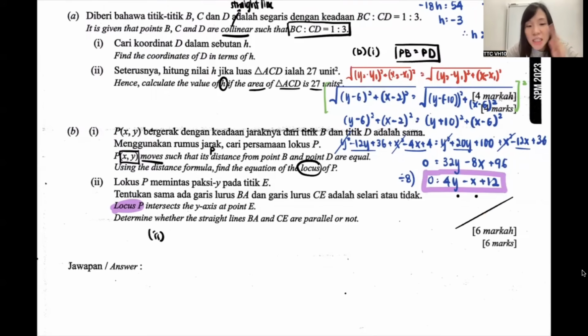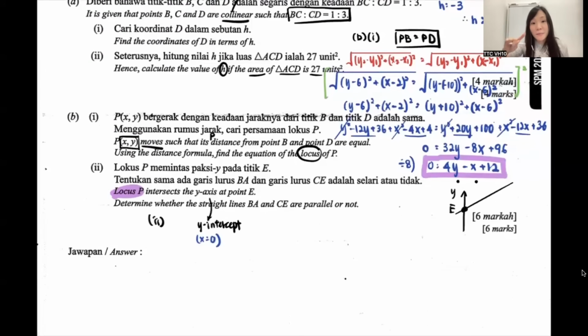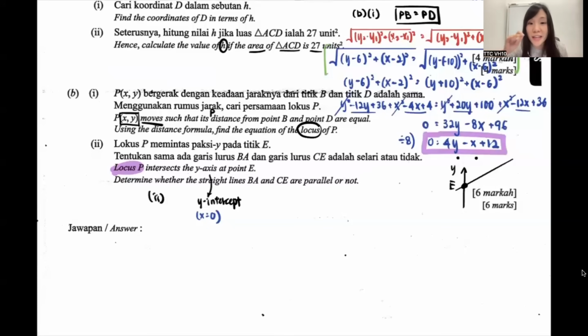So they say this locus intersects the y-axis at E. That means this straight line will touch the y-axis at a point called E. That's what they mentioned. Then now they say determine whether the straight line BA and CE are parallel or not. Quite obvious, if I want to do that, I must find the coordinate E first. How do I find the coordinate E? Remember, they say it intersects the y-axis. When you touch the y-axis, we call it the y-intercept. So the y-intercept has what characteristic? We know x will be 0. So we can sub x equals 0 into the locus equation to get the y answer.